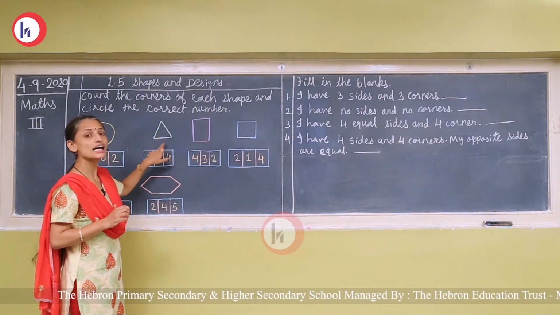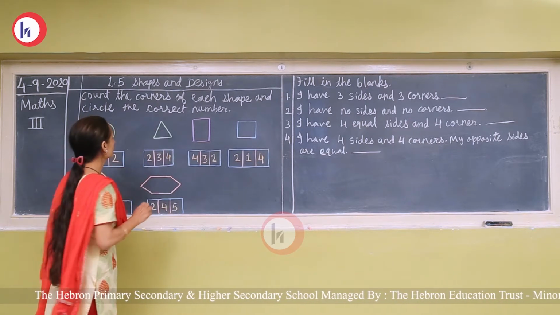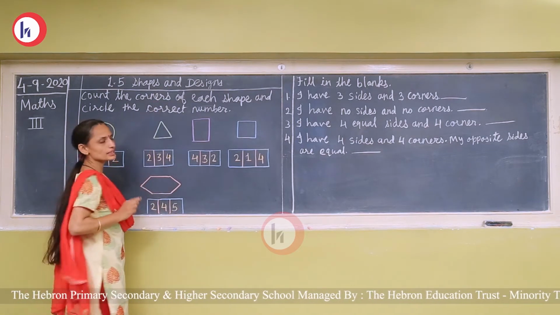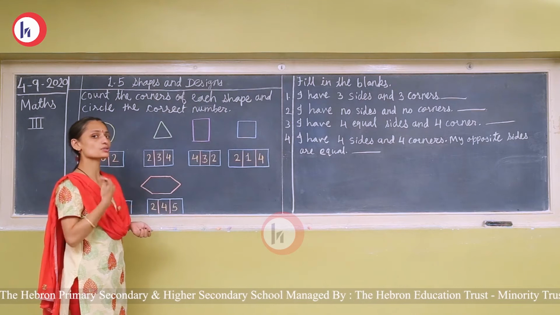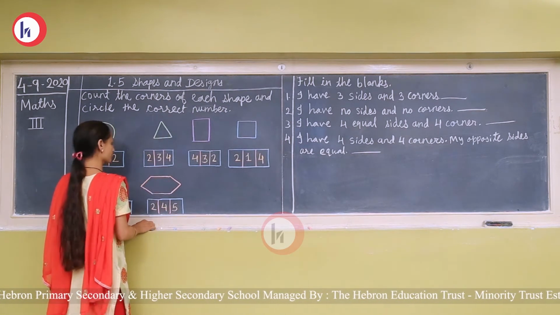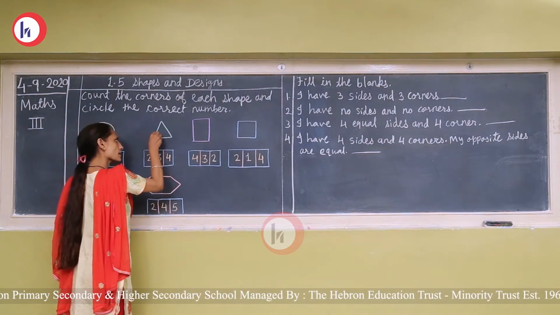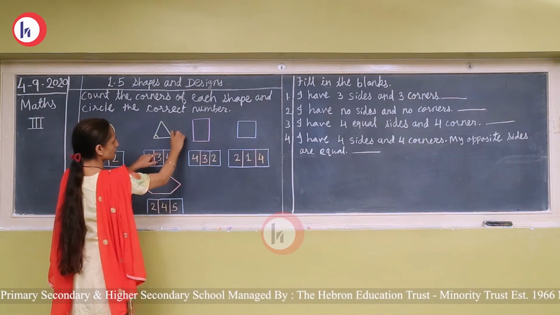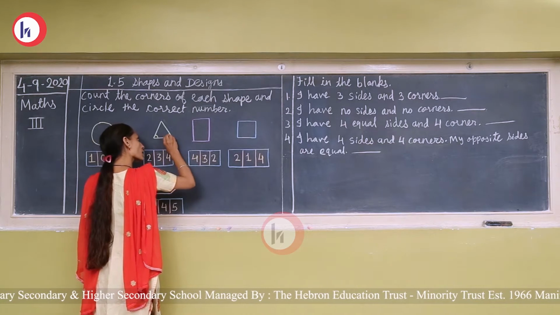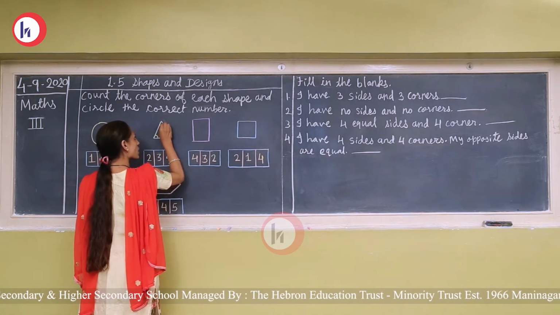Yes, this is a triangle. Now in this triangle we will mark the corners. Corners are also called vertex. See here, 2 lines meet here, so this is a corner. Here again 1 and 2 lines meet. This is also a corner. And this, yes, it is also a corner.